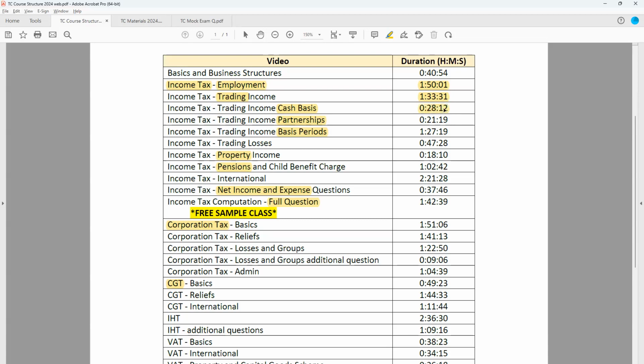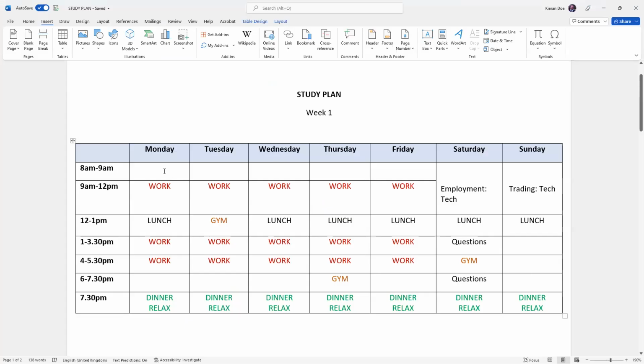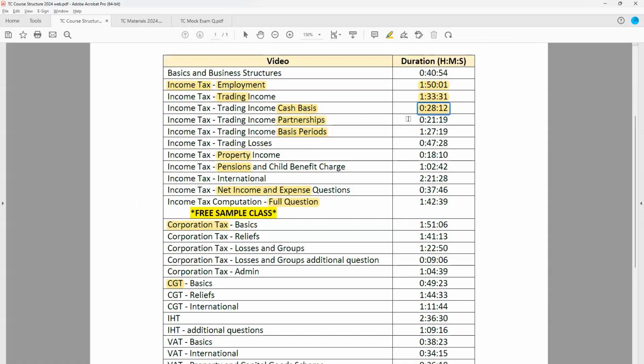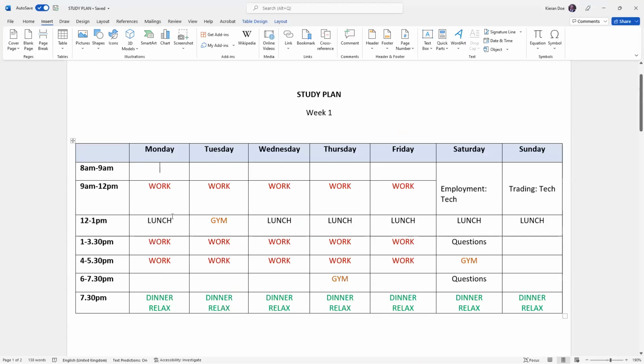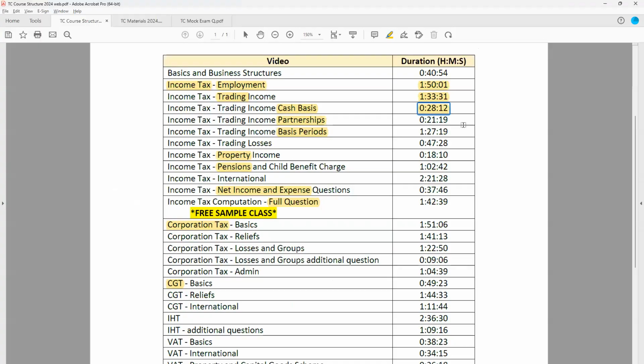And then things like cash basis, that's really short. That's only half an hour, follows on from trading income. Maybe I'll watch the video in the morning, then at lunchtime I'll do a question, and then in the evening I'll do a few more questions on it. You could probably do a small topic like that easily in a day, and you can see just by grabbing an hour here, half an hour there, you've actually conquered another topic.